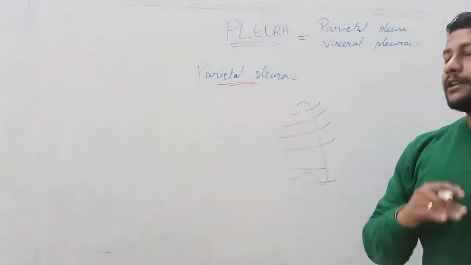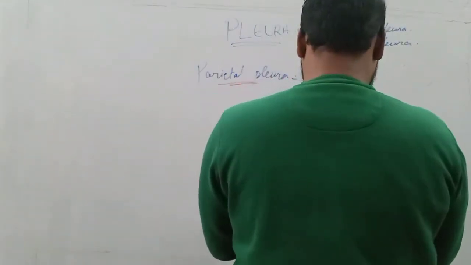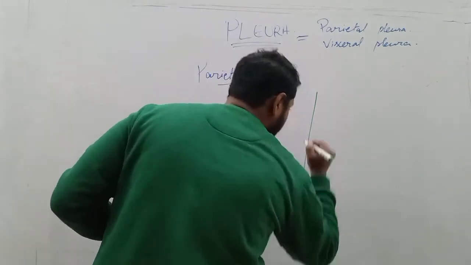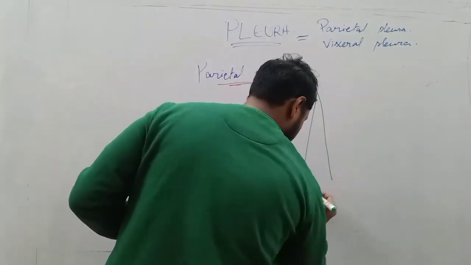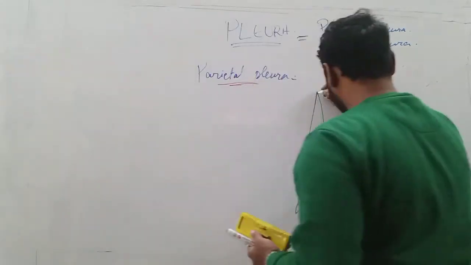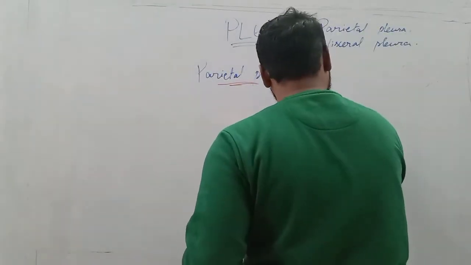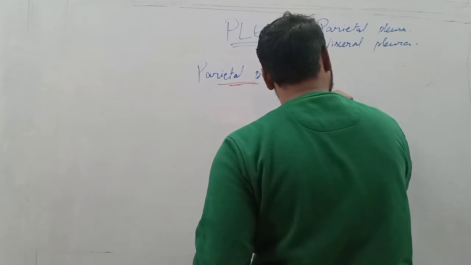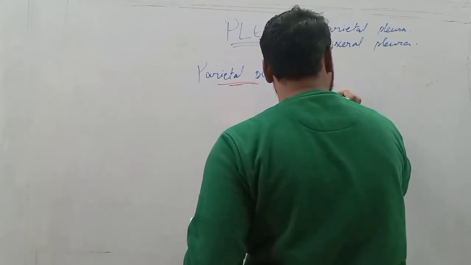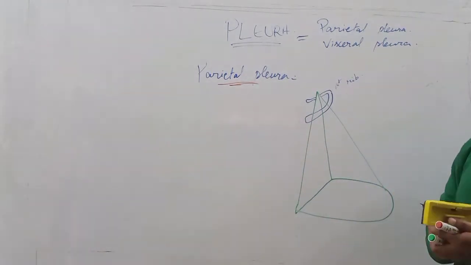This parietal pleura is divided into 4 parts. Let me draw a quick diagram. Around here we have the first rib. So this parietal pleura is divided into 4 parts.